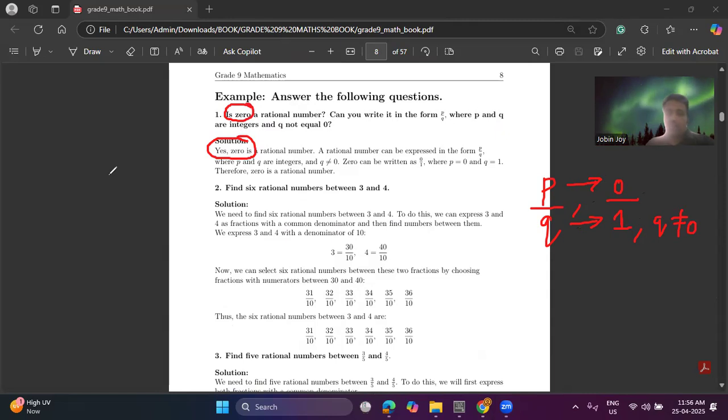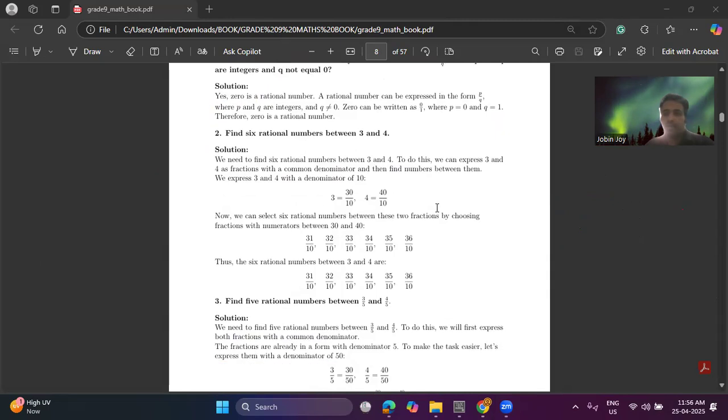Then find 6 rational numbers between 3 and 4. We already studied rational numbers between 1 and 2. Next, I am writing 6 rational numbers between 3 and 4. The same principle I can use. This 3 I can write as 30 divided by 10. This 4 I can write as 40 divided by 10. So check the denominator. Denominator is same.